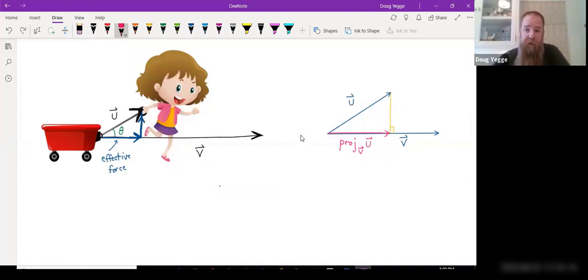And notice as well that the hypotenuse of a triangle is always the longest side. Each of the other two sides are always going to be shorter. So that means that this force is always going to be less than the amount of force that's being pulled by the girl. So we want to look at this in a little bit different way as well. So let's redraw this picture here. Draw it again.